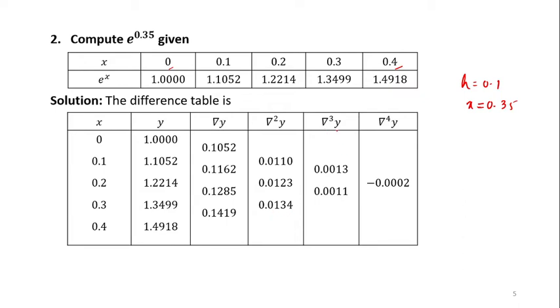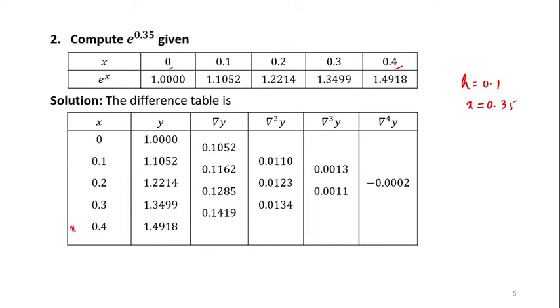Similarly, the values of del cube y are 0.0123 minus 0.0110, that is 0.0013, and 0.0134 minus 0.0123, that is 0.0011. Now, the value of del power 4 y is 0.0011 minus 0.0013, that is minus 0.0002.